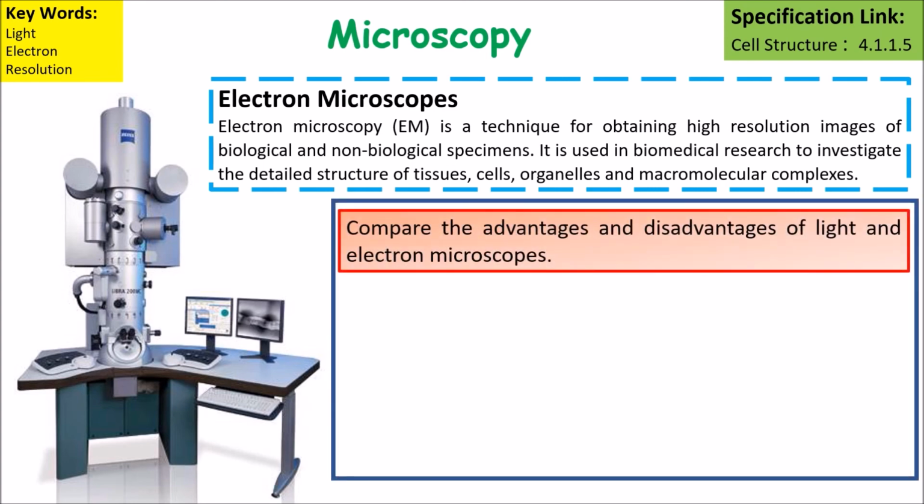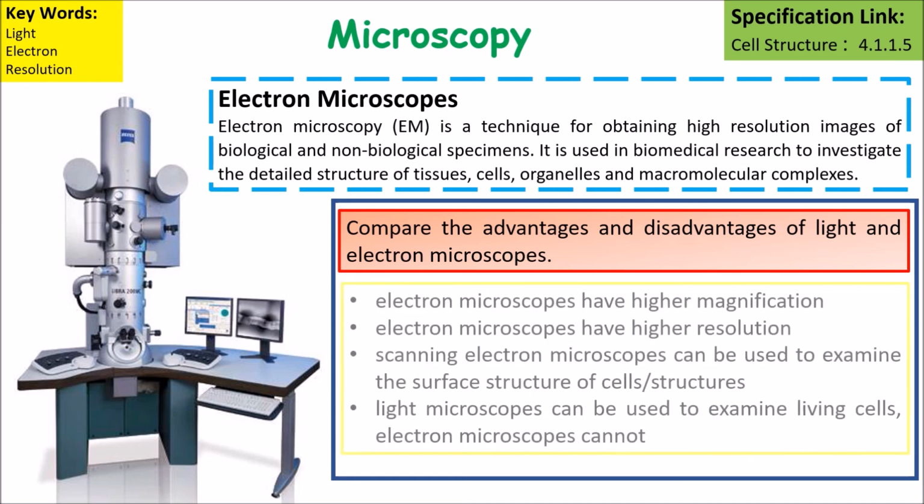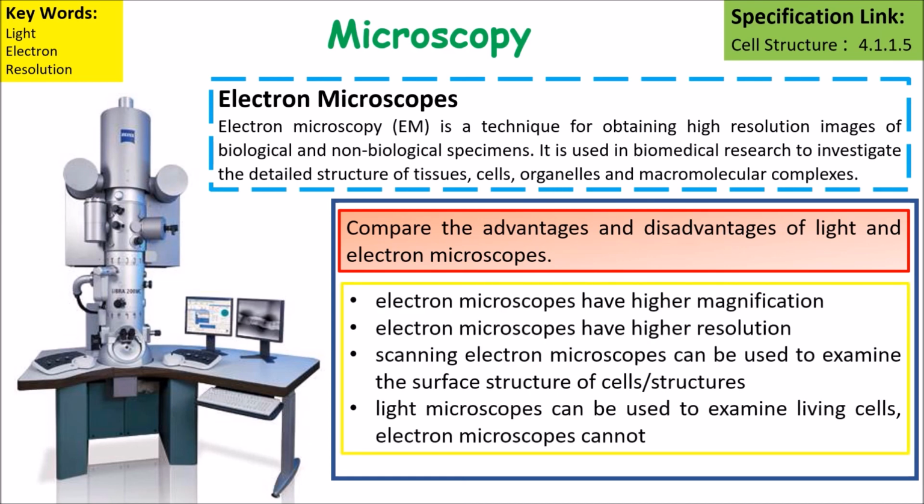If we're comparing the advantages and disadvantages of light and electron microscopes, some of the key things that you might want to put in are that electron microscopes have a high magnification and a high resolution. Scanning electron microscopes can be used to examine the surface structure of cells. However, light microscopes can be used to examine living cells, whereas electron microscopes have to look at dead cells.